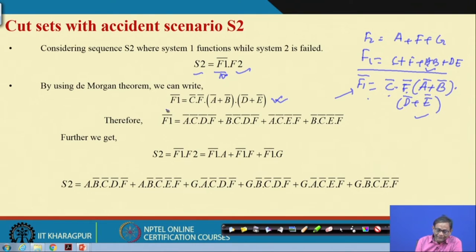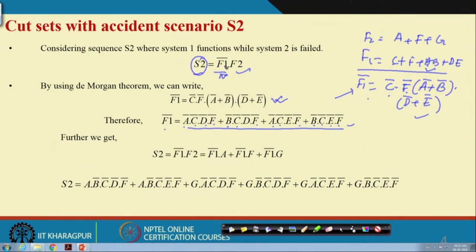Okay. Now, if you expand this, you will get this. So, F1 bar is A bar, C bar, D bar, F bar, plus B bar, C bar, D bar, F bar, plus A bar, C bar, E bar, F bar, plus B bar, C bar, E bar, F bar. Okay. Now, what is the sequence? The sequence is S2, which is F1 bar into F2. So, we are writing it like this here, F1 bar into F2.